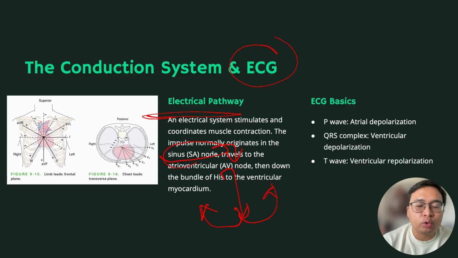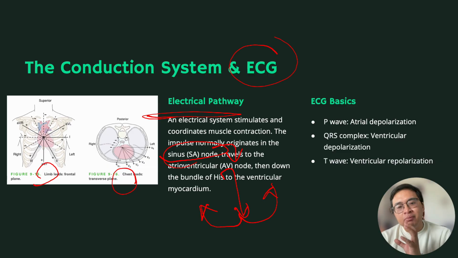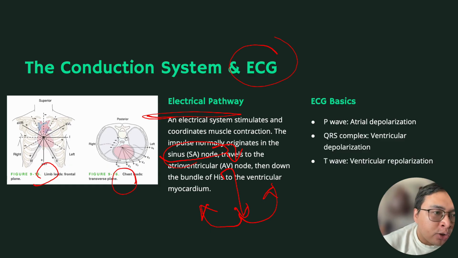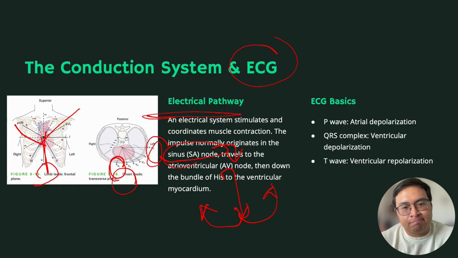Okay? So you have 2 types of leads, limb leads and precordial leads. Precordial meaning placed on the chest, while limb leads meaning placed on the limbs, the hands and the feet. So there are 3 limb leads. These are the AVL, AVR, and AVF. And there are also precordial leads from V1 up to V6. We're going to learn about the placement of those leads later on, later in your medical school journey.